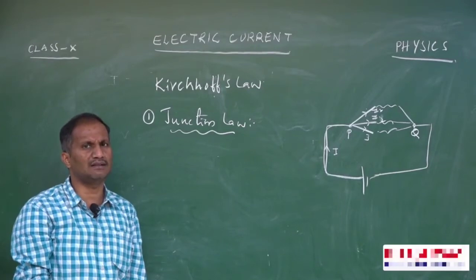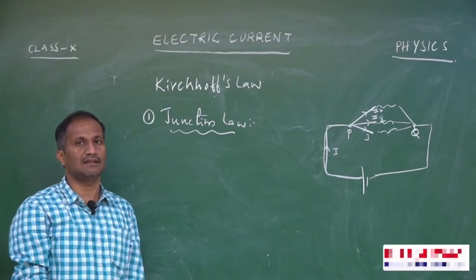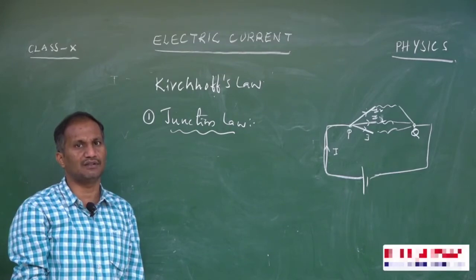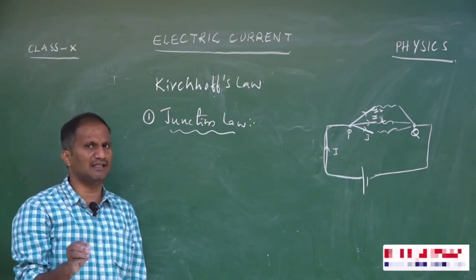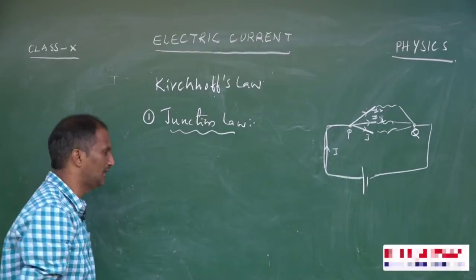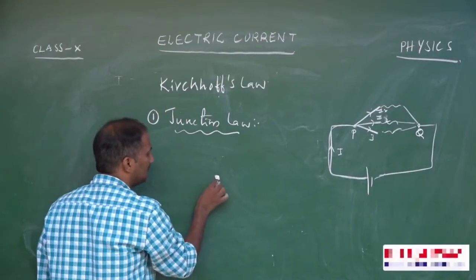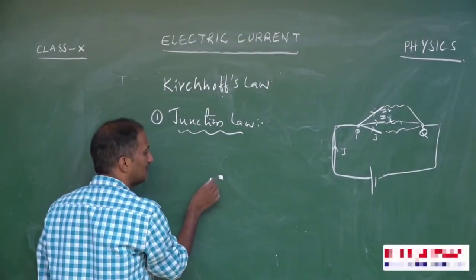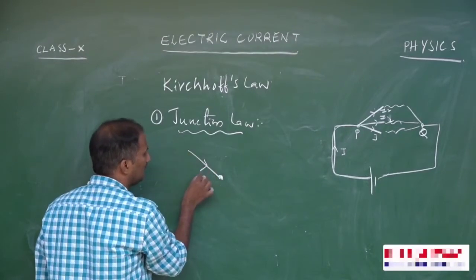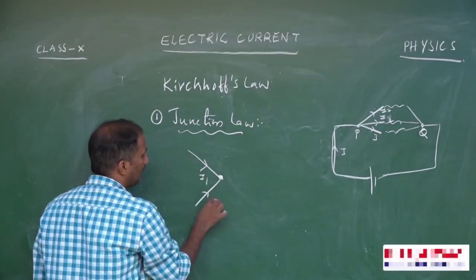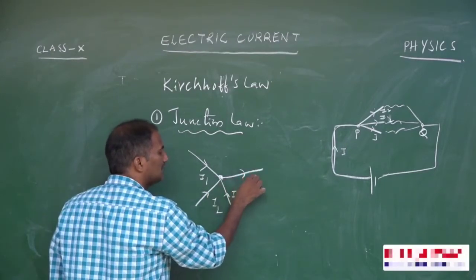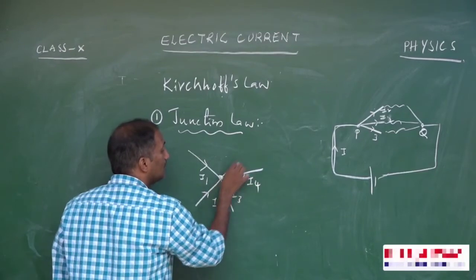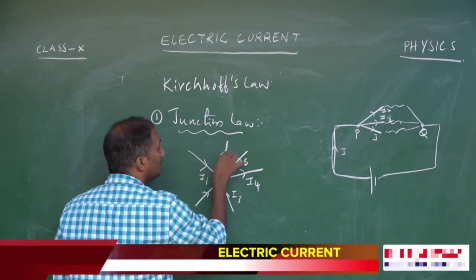Kirchhoff's junction law can also be defined as: the sum of all the currents entering a junction point is equal to the sum of all the currents leaving that junction point. This can be explained by using a simple diagram. Have a look at this one. Let this point be a junction point for the current. The currents entering the junction point are I1, I2, I3. The currents leaving that junction point are I4, I5, I6.